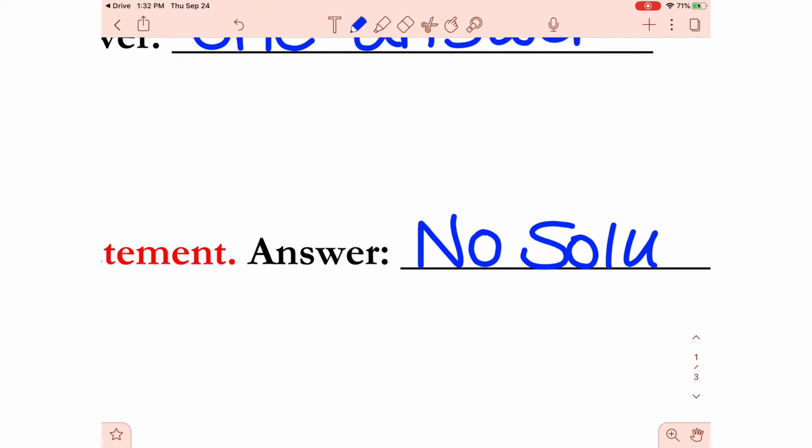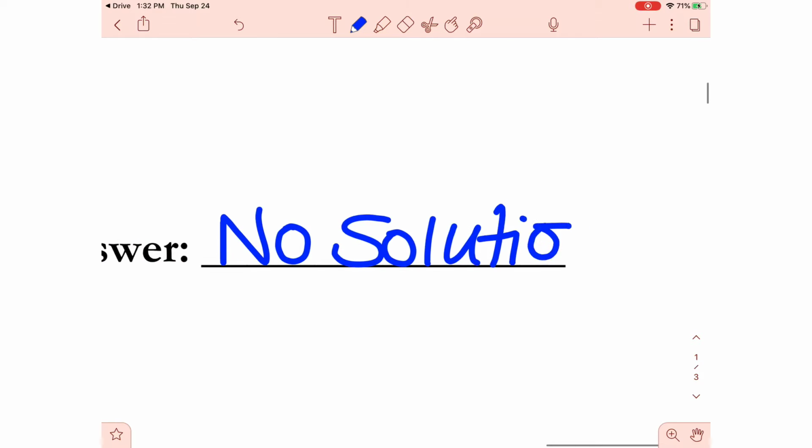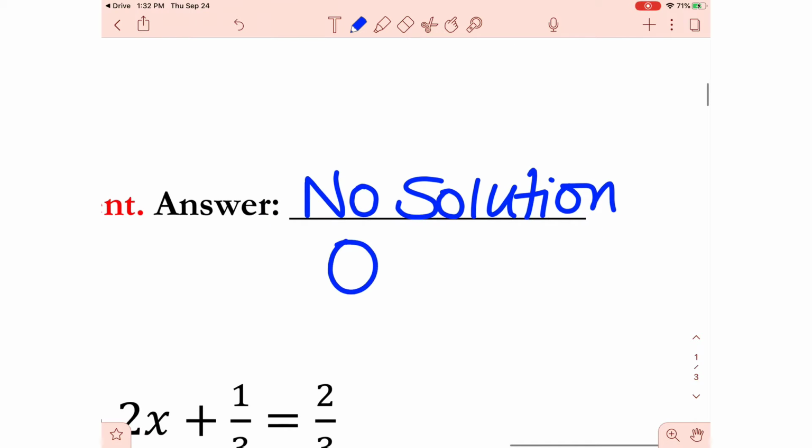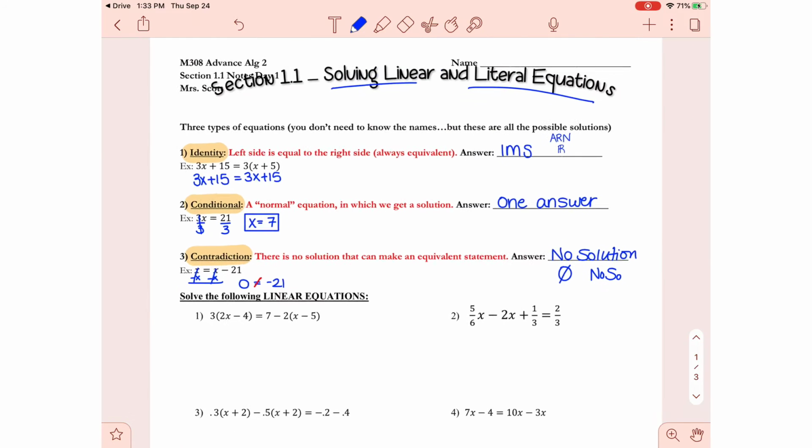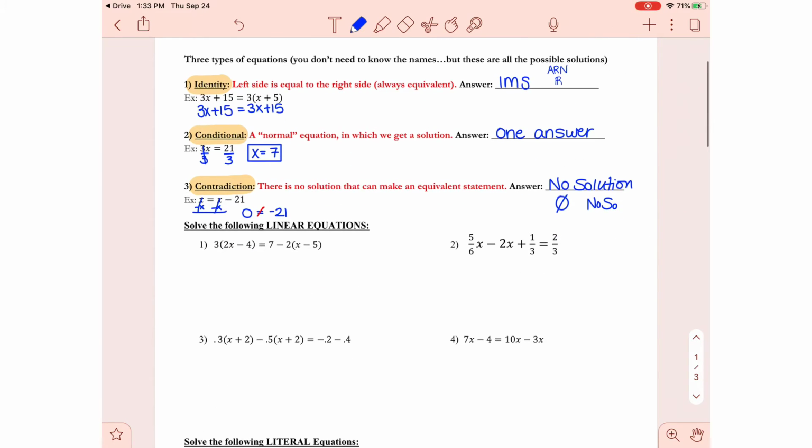Okay, so you can write out no solution. You can do a circle with a line through it. Guys, not just a circle. Just a circle, I think the answer is 0, so that's not right. Or my personal favorite, it's a no-so. I've tried to make that happen every year. Not sure if it ever stuck, but it is a no-so. All right, so those are the three types of equations that you may come across while solving linear equations.